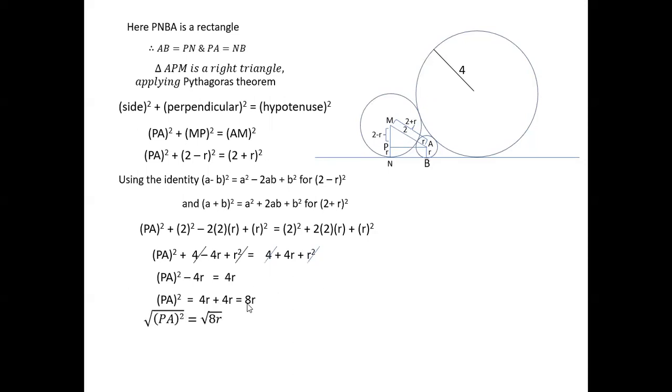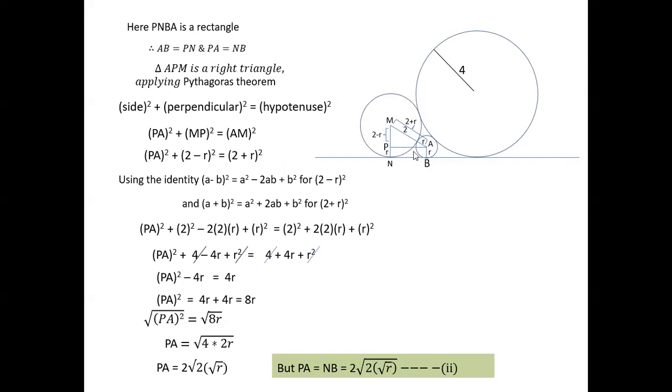Let us take the square root of both sides. The square root of PA square is equal to square root of 8R. Square and root will cancel. So it will be only PA. And this 8 can be written as 4 into 2, into R. Now you know square root of 4 is 2. So you can write it as 2 into root 2R. So PA is equal to 2 root 2, root R. Okay. So now PA is also equal to NB. That means these two sides are equal to 2 root 2 into root R.